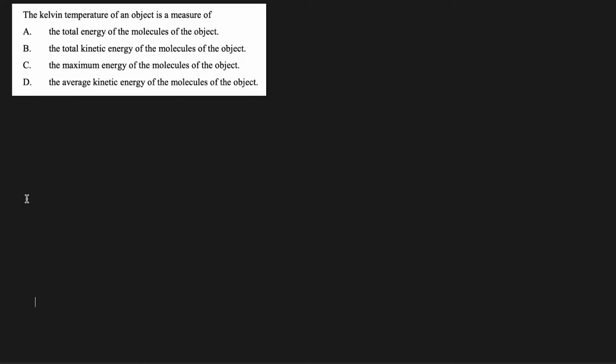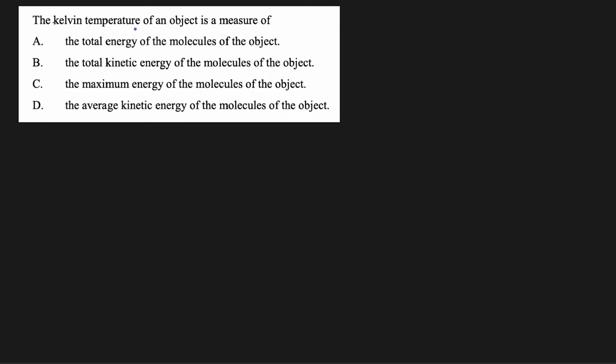Here's another example question that we can give a try. The Kelvin temperature of an object is a measure of: total energy of the molecules of the object, total kinetic energy, maximum energy of the molecules of the object, or the average kinetic energy. Which one of these will it be? Well, we can look straight in our formula booklet. As we mentioned before, this is 3.2, but we've already discussed this in this 3.1 video. The average kinetic energy is equal to 3/2 times the Boltzmann constant times the temperature in Kelvin, so T subscript K.